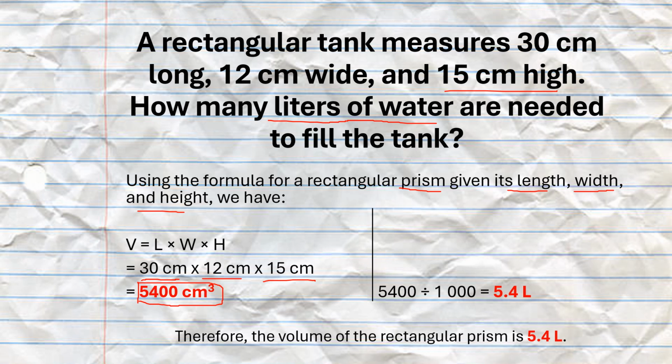But the problem is we are going to look for the volume in liters. So therefore we divide 5,400 cubic centimeters by 1,000. Remember that for every 1 liter, the equivalent value is 1,000 cubic centimeters. So therefore, the volume is 5.4 liters.